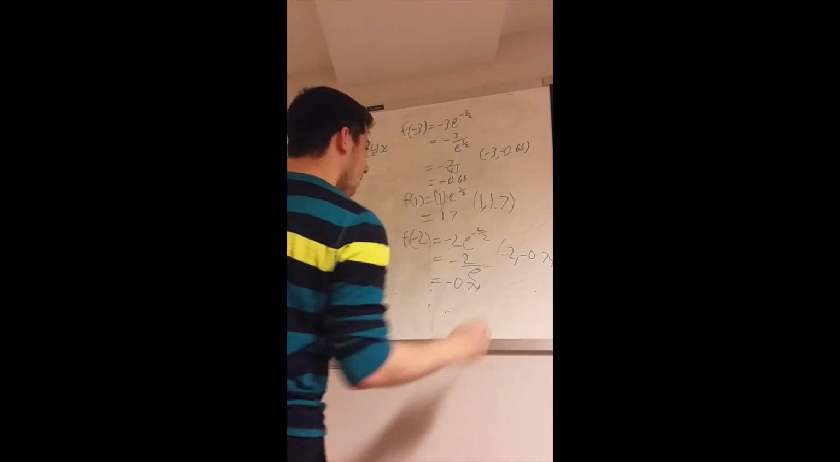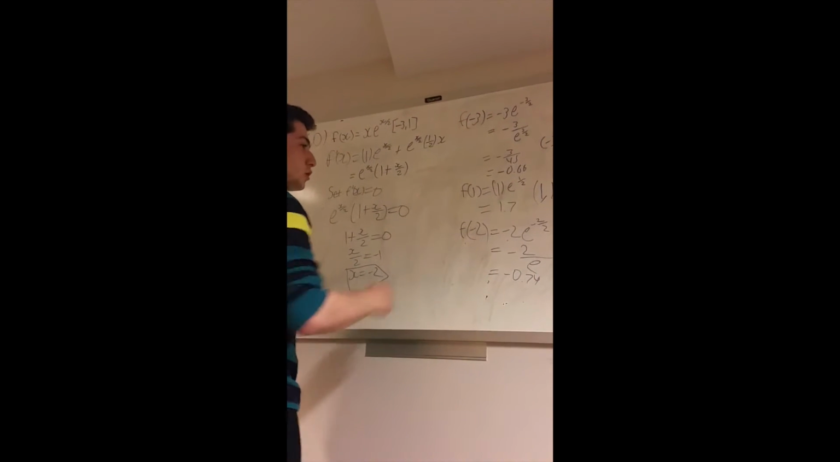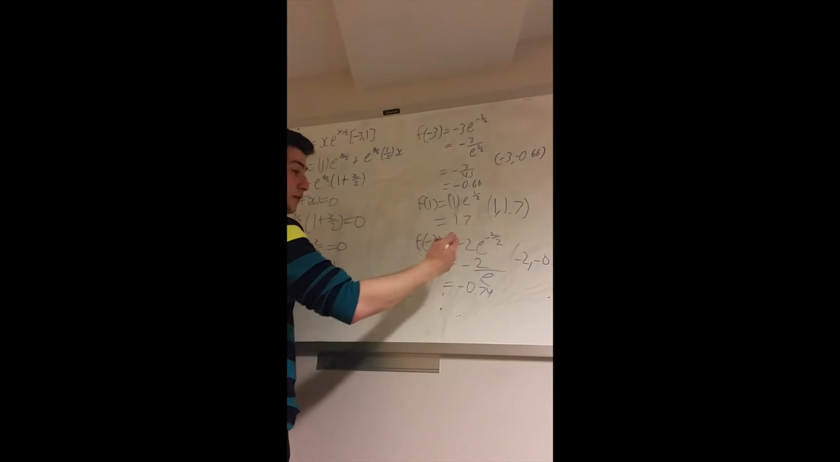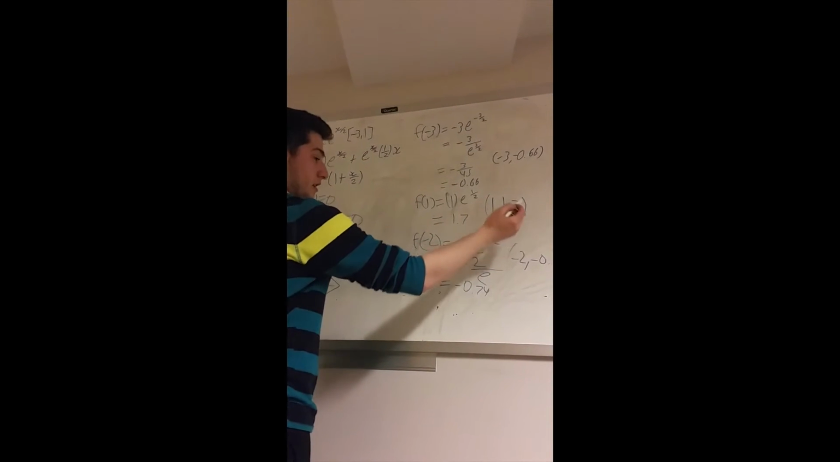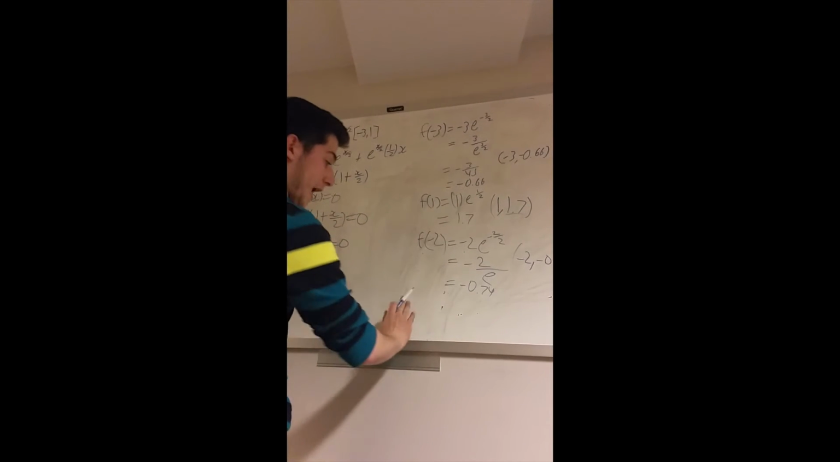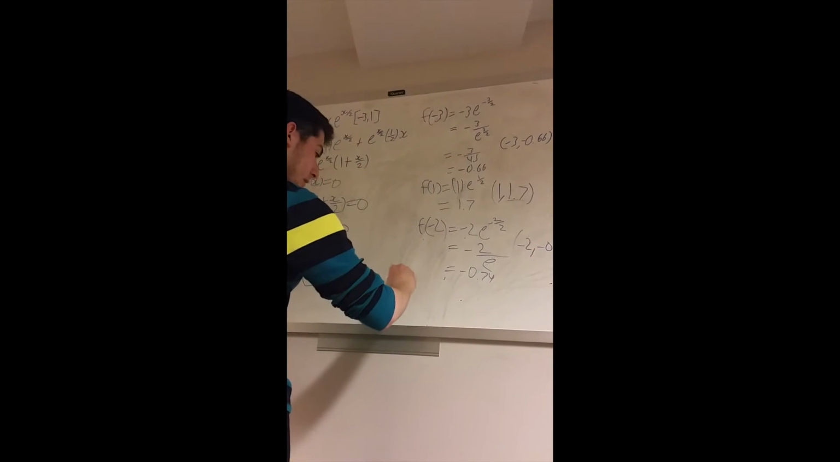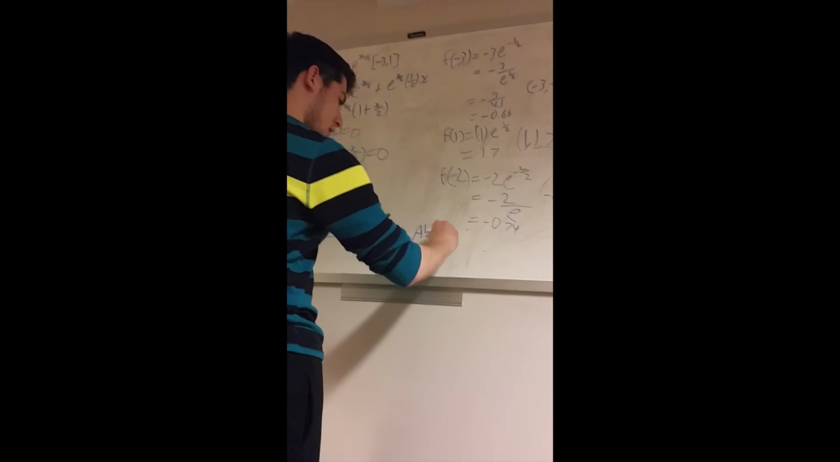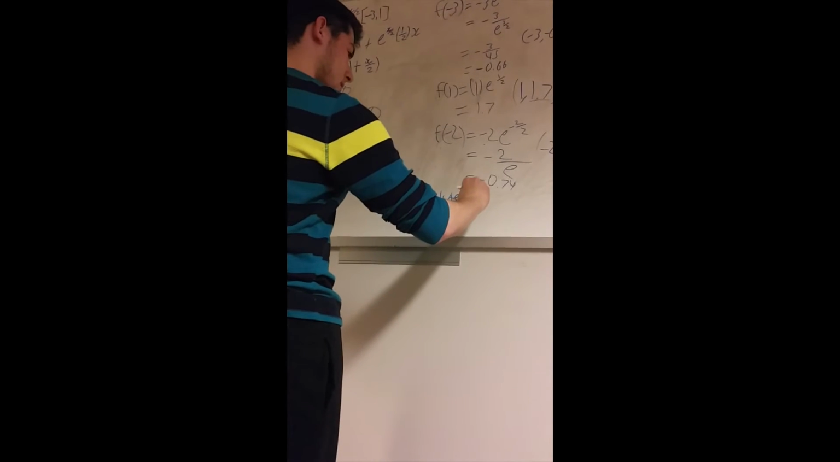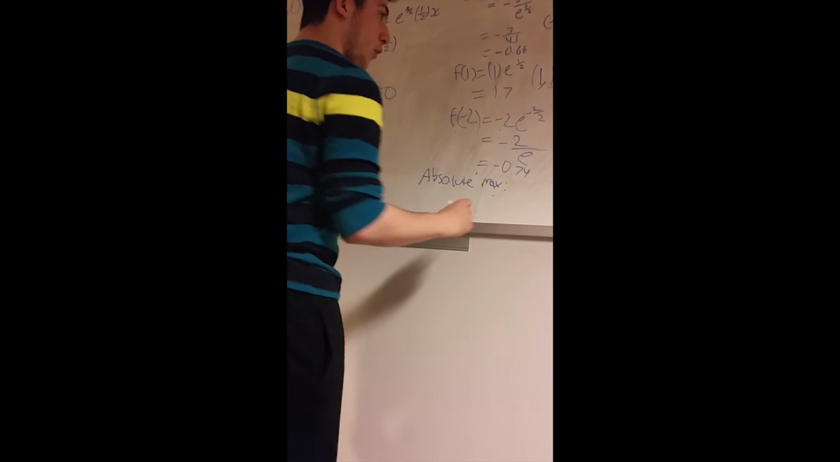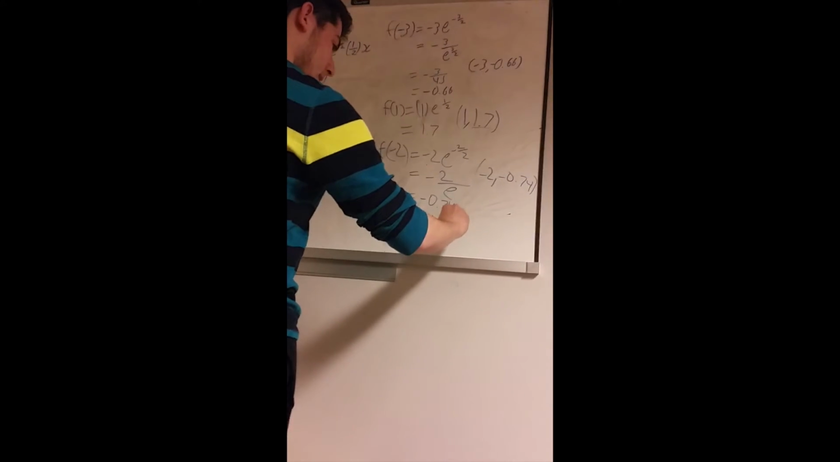So now we can assume, you could plug it in and do a second derivative test, but we see that this is the only positive y value. So we know that our absolute max is at 1 and 1.7.